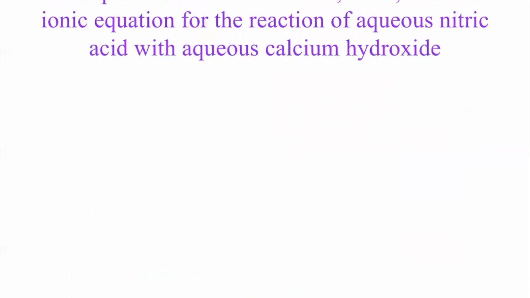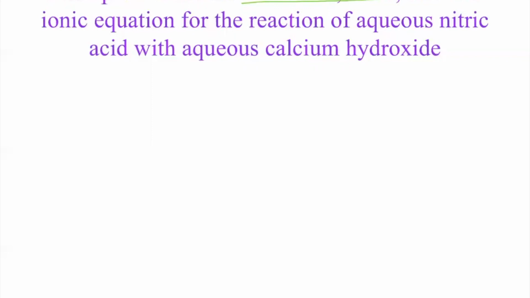Here's an example for you to try. Notice that it's asking you to write the molecular, ionic, and net ionic equations, and this is exactly how you're going to have it on the test. So first, you want to make sure that you know what nitric acid is and what calcium hydroxide is. That's the first task that you need to do.